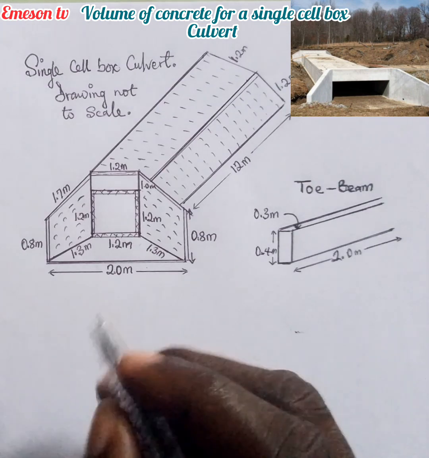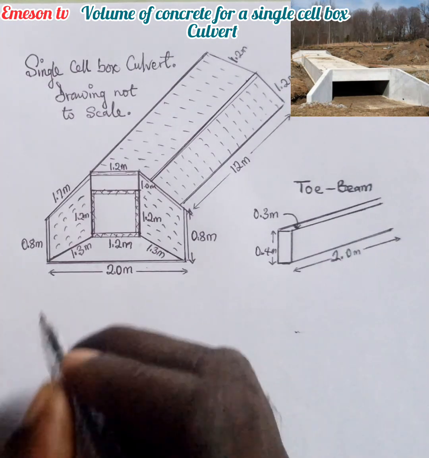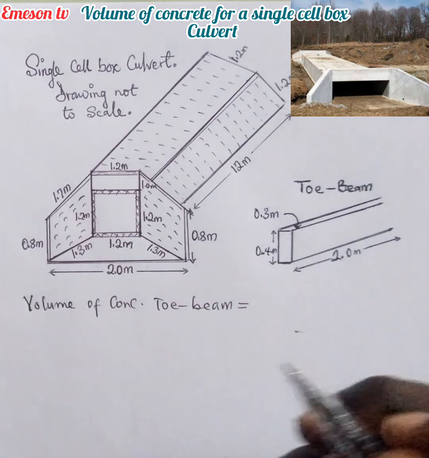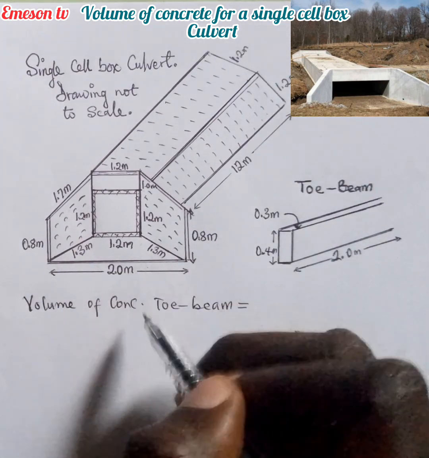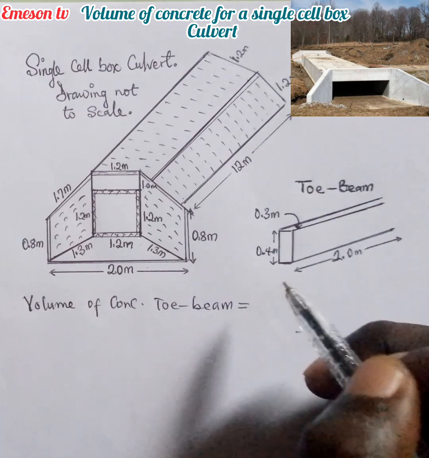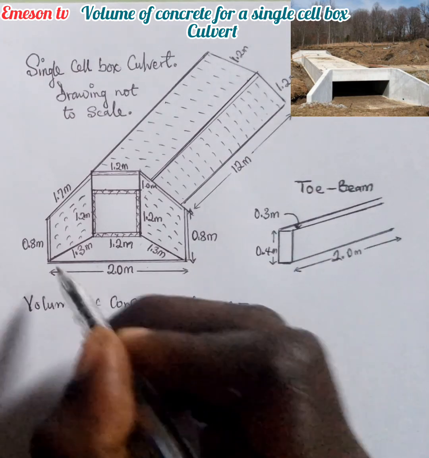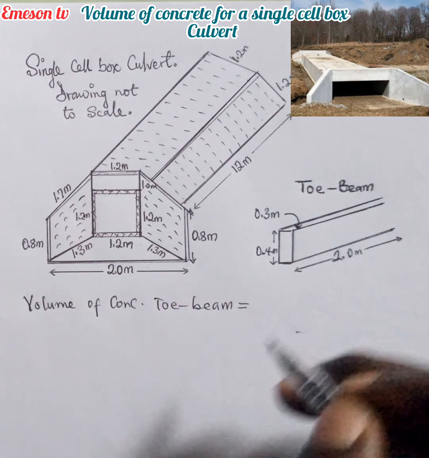Let's proceed. I will start by calculating for the tubing. Remember, the tubing anchors this apron down to the what? To the earth. So it spans from here to here. So the dimensions are this.